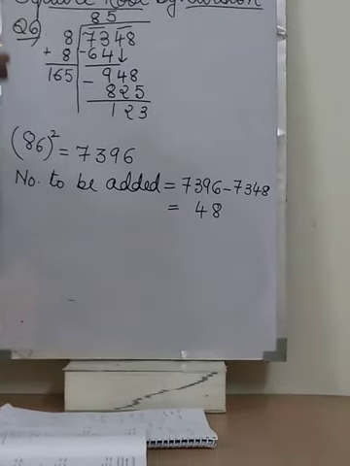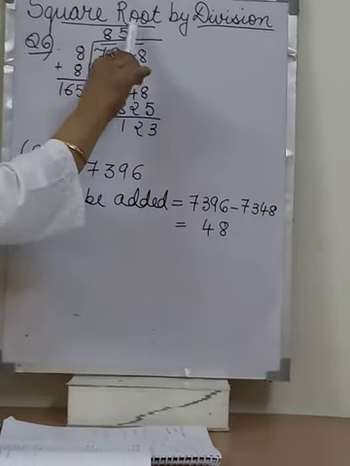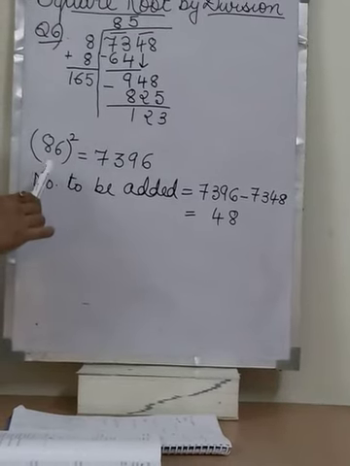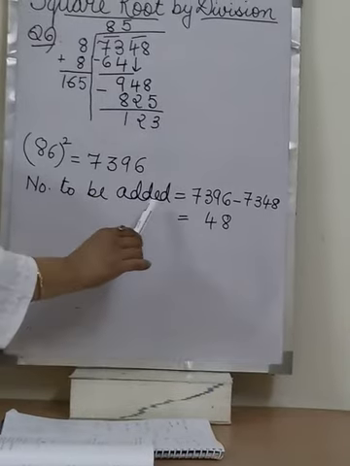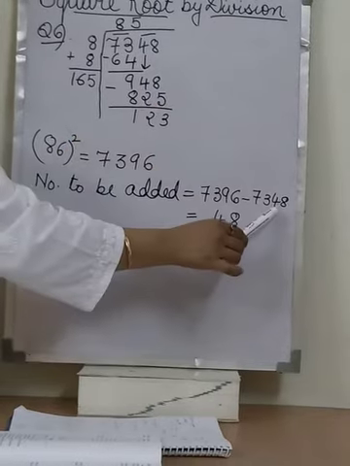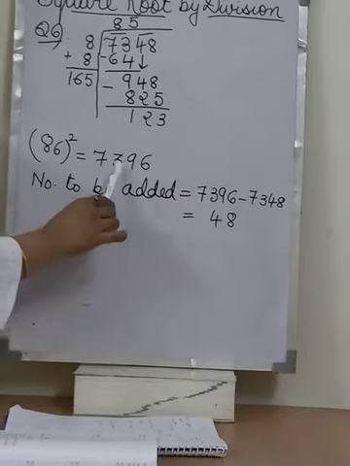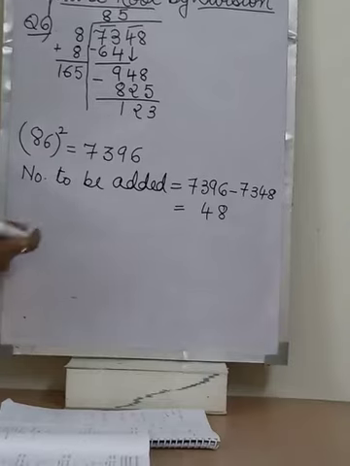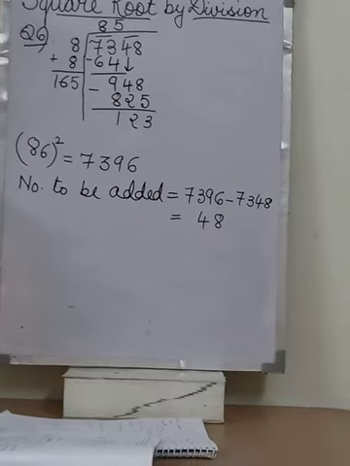Again, remember that whenever we are looking for a number to be added, whatever we got in the quotient, we take the next consecutive number to it and find the square of that number. And when we are looking for a number to be added, from that next square number we subtract the given number. So if we add 48 to it, it will become 7396, which is a perfect square number. Okay. So what number should be added? It is 48.